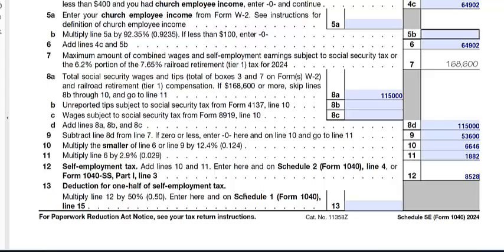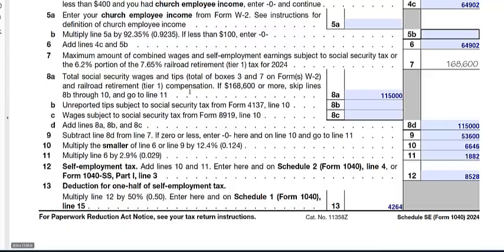So if we were filling out the Schedule 1, we would carry this deduction over to Schedule 1 and it would be a for AGI deduction. So half of the 8528 would be 4264.